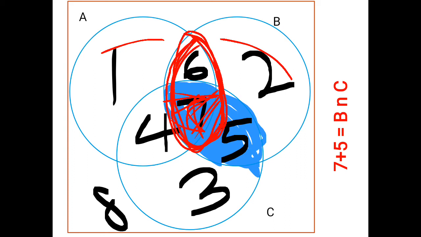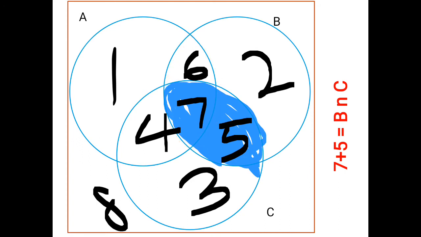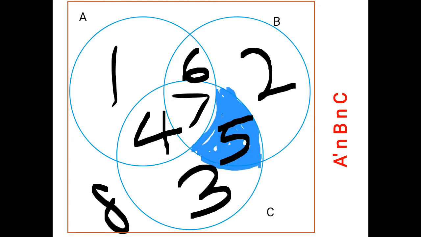Again, I repeat, A intersection B is the addition of region 6 and region 7. A intersection C is the addition of region 4 and region 7. B intersection C is the addition of region 7 and region 5, or region 5 and region 7. It is not one part. The combination of the two, or the addition of the two, will give us B intersection C, or A intersection B, or A intersection C. Then we go to the next slide.